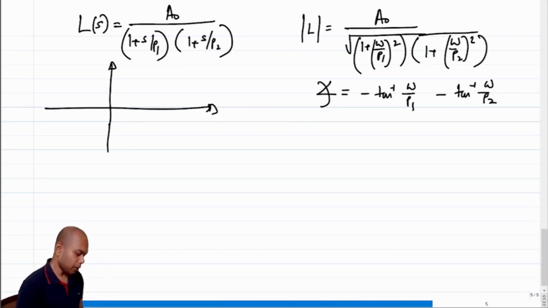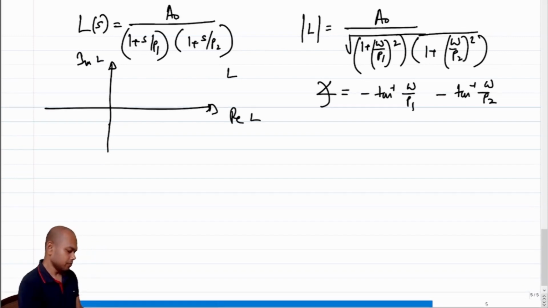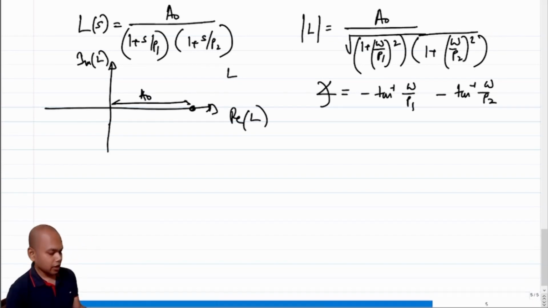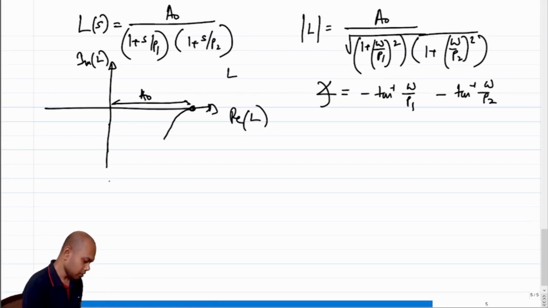So again, this is the L plane. This is the real part of L, and this is the imaginary part of L. At omega equal to 0, where are we? We are far out on the real axis. This is A naught, right? Then as you increase frequency, I am coming closer to the origin, but from which angle? I am again going down, right?